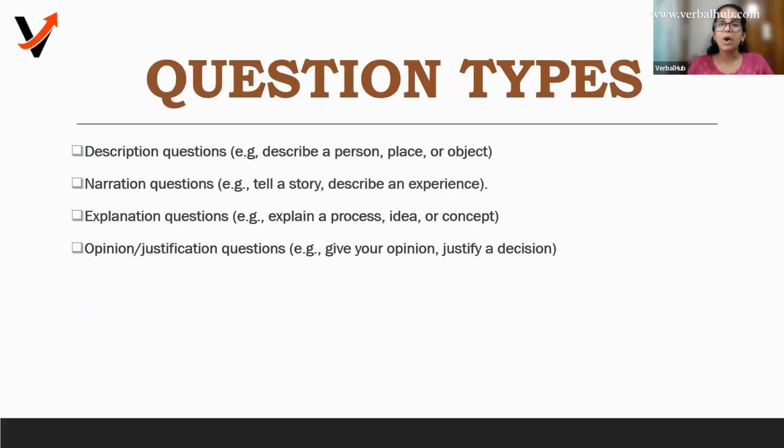Now, there are some common types of questions that are asked in the cue card round. These are description questions, which means describing a person, a place, or an object. For example, the question can come like describing your childhood friend, describing your favorite teacher, or describing a favorite place. So this is a description question. Next, we have a narration question in which you have to narrate, for example, telling a story or describing an experience. And then we have an explanation question where you need to explain a process, idea, or concept. And then we have an opinion or justification question where you give your opinion and justify a decision.